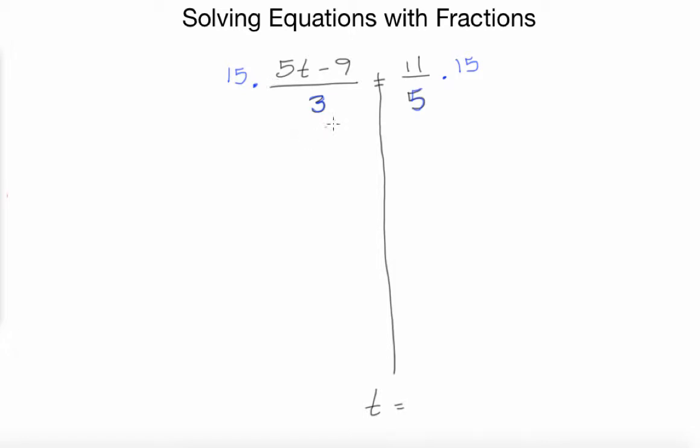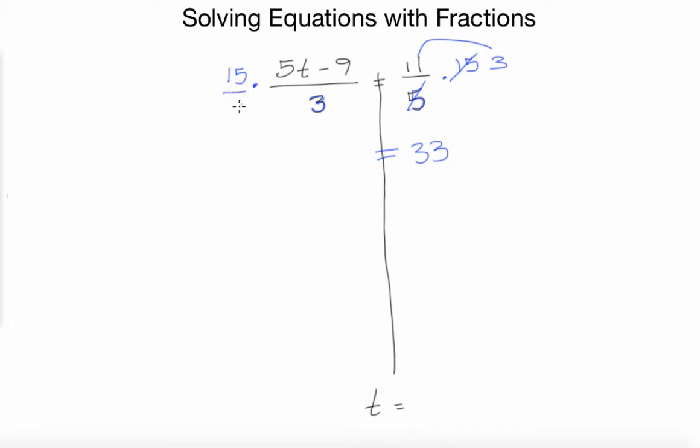Alright, so to do this correctly, the right side is pretty easy. I can see 15 divided by 5 is just going to equal 3, and then that 3 times the 11 is going to be 33. So that part's not a big deal to deal with. But how do I correctly deal with all this stuff?